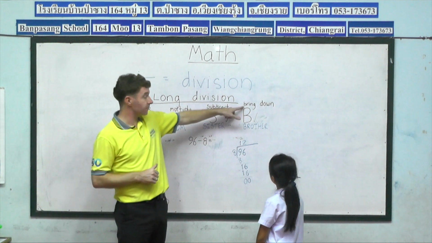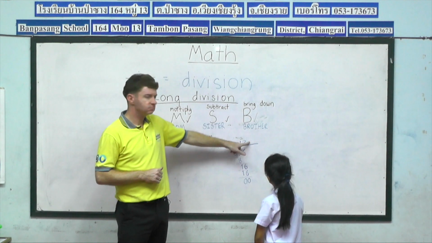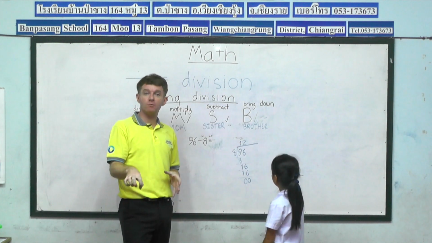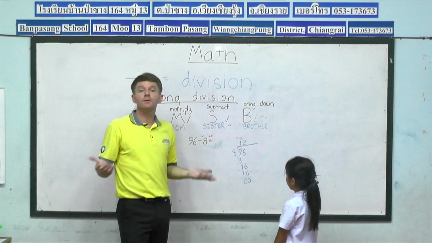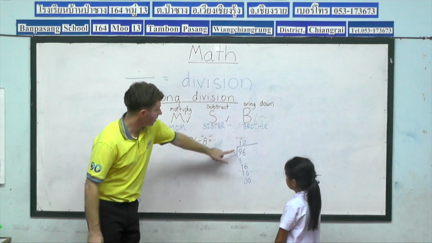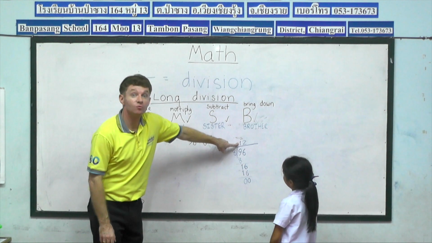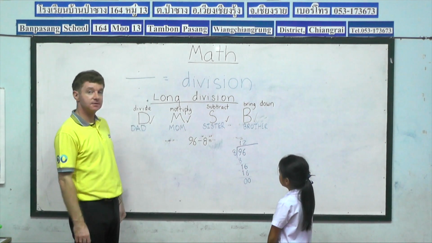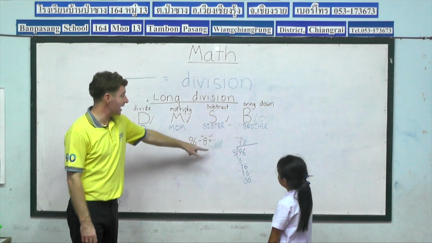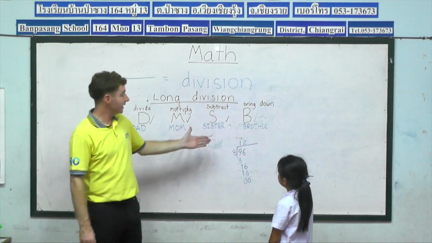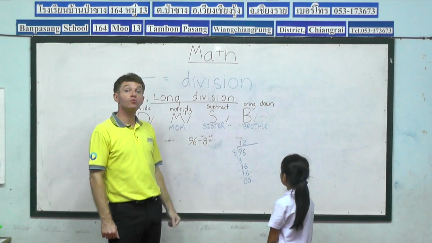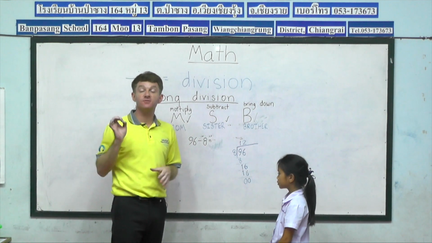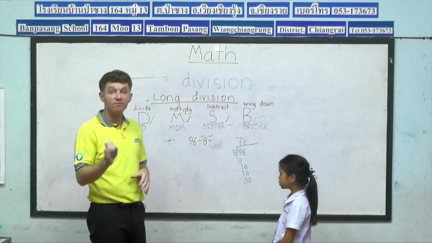Our next step, bring down. But we've no more numbers to bring down. This means when we reach 0 and no more numbers, we have our answer. Our answer is 12. So we can say 96 divided by 8 equals 12. And this is 2 digits by 1 digit division using the long division method.